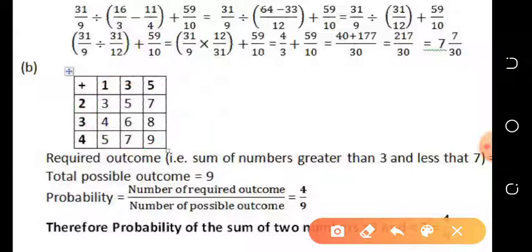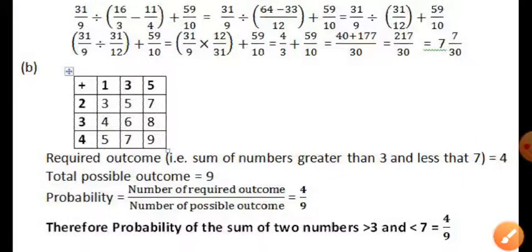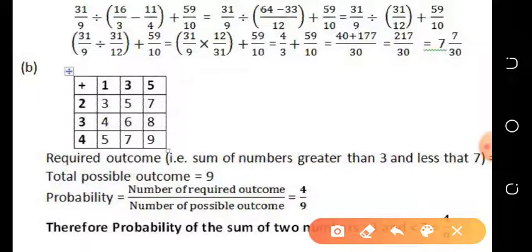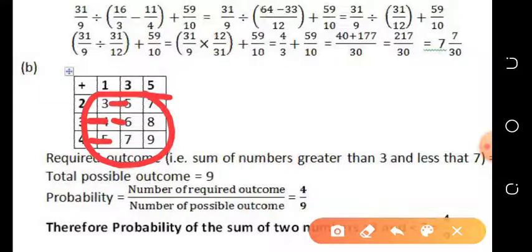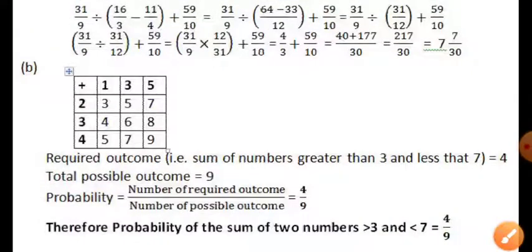Now we are asked to find the probability that the sum of two numbers is greater than 3 and less than 7. Now let's look amongst these outcomes that you have here, how many numbers are greater than 3 and less than 7? We have 5 as greater than 3 but less than 7. 4 as greater than 3 but less than 7. We have 5 also. We have 6 also. So total of those numbers is what? 4.